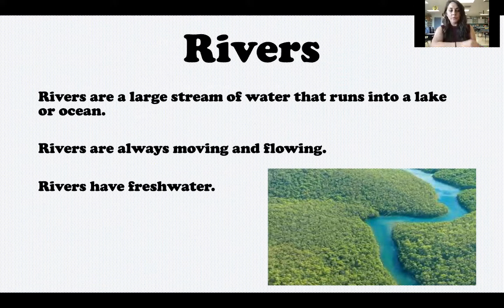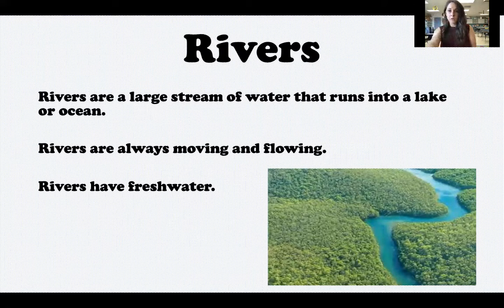So, rivers start usually up in the mountains. And what happens is, as the snow from the top of the mountains melts into water, that enters the river. That's called the source. And it travels down, down, down, and eventually it empties into a lake or an ocean, and that's called the mouth of the river. The mouth of the river is where the river ends and empties into a lake or an ocean.